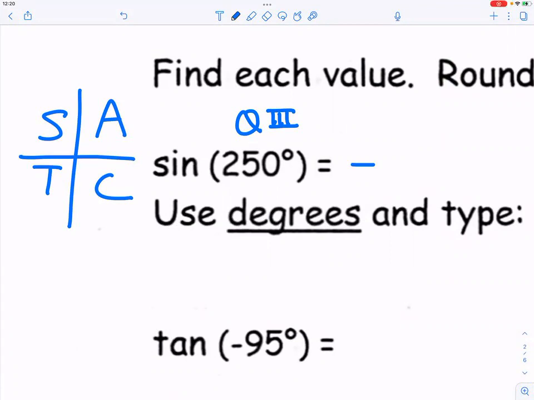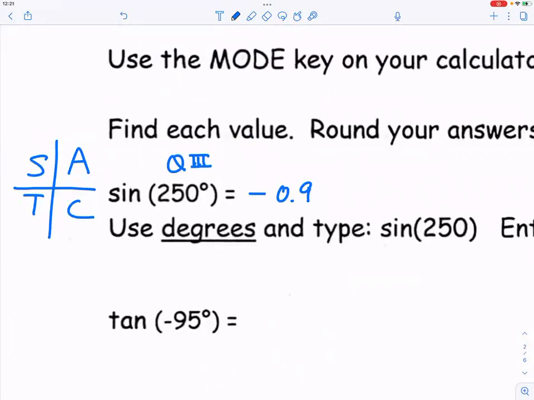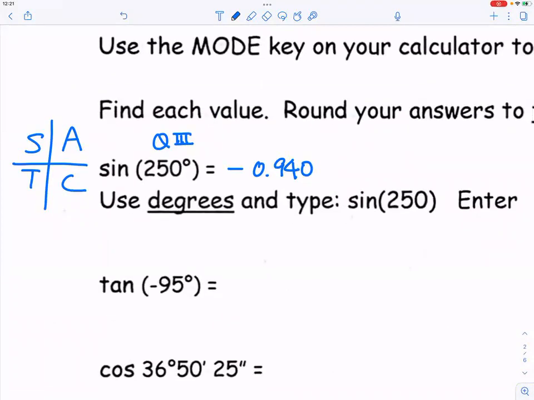So what do you find for sine of 250 degrees? Negative 0.940 to three decimal places. That's at least something to check your values. You anticipate a negative value, and the calculator gives you a negative value, so you have a better understanding and you're not surprised.